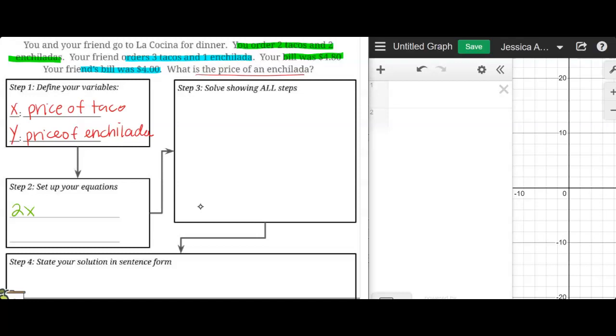My first equation is going to come from my order of tacos and enchiladas. And that was 2x plus 2y. So I ordered 2 tacos and 2 enchiladas. My bill totaled to $4.80. My second equation will be my friend's order. My friend ordered 3 tacos and 1 enchilada, so 3x plus 1y, and their bill was $4.